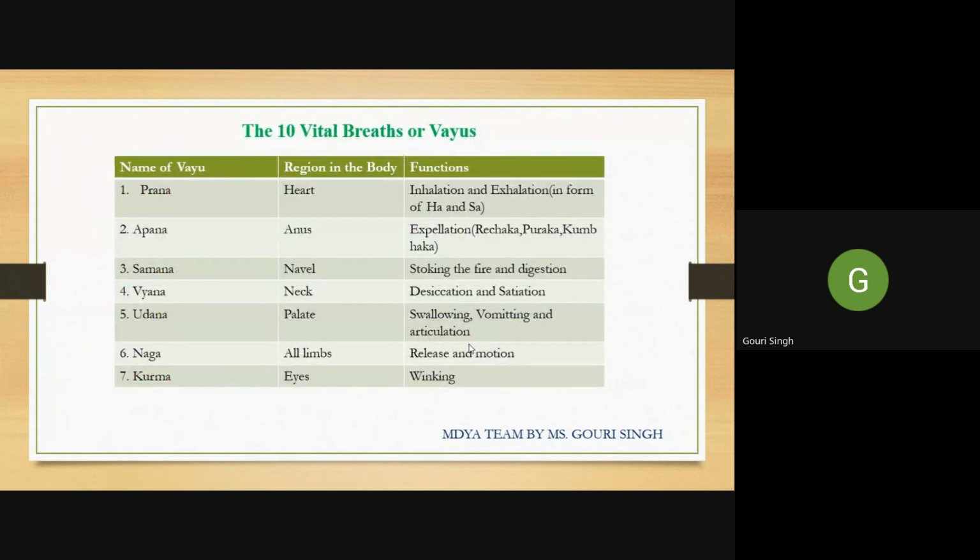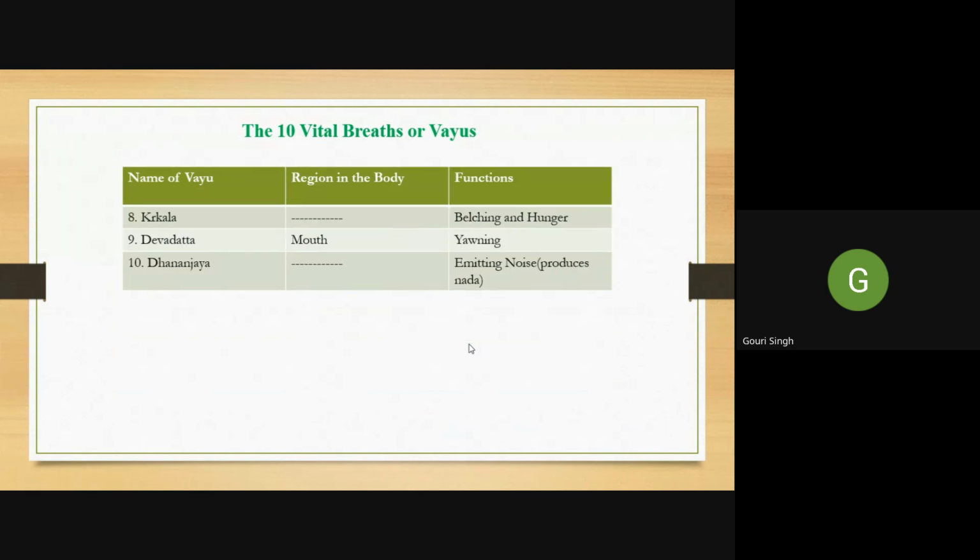After that, nadis will be discussed. Then Gorakshnath tells about the vital breath. What are the vital breaths? It is talking about the vayus, the pranas. What are the pancha pranas? That is discussed here. So 10 total pranas are discussed here.